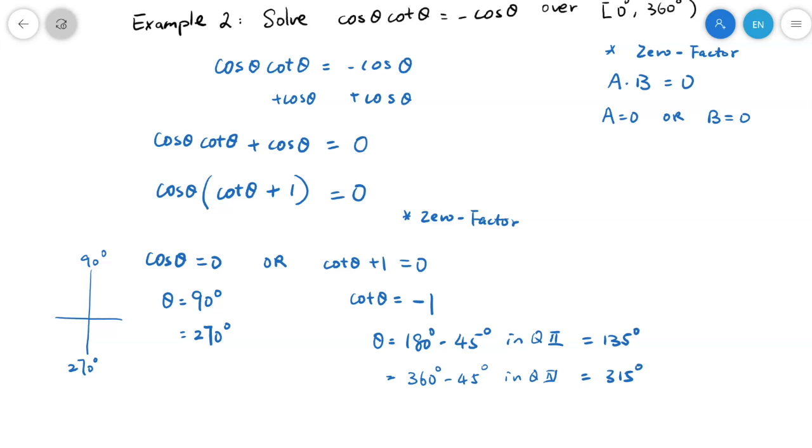So together, my answer is going to be theta can be 90 degrees, or just writing them in order, 135 degrees, or 270 degrees, or 315 degrees. So I have 4 answers here.